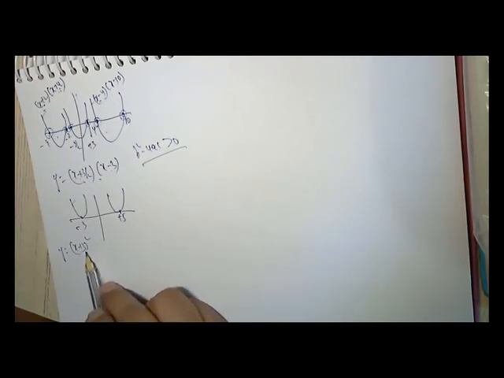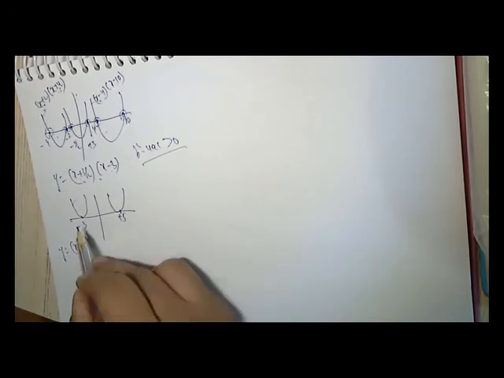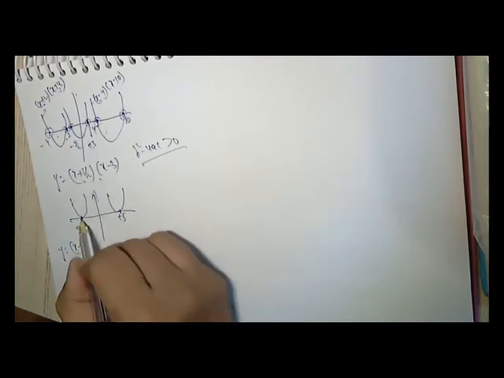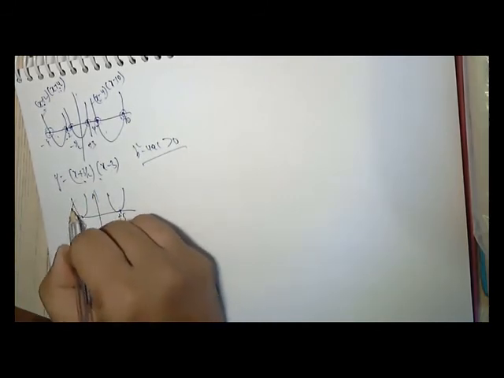Is it (x + 3) whole square? Square means it's always positive, so y is always positive. And when x is minus 3, it is 0. For all other values, we have some positive value.